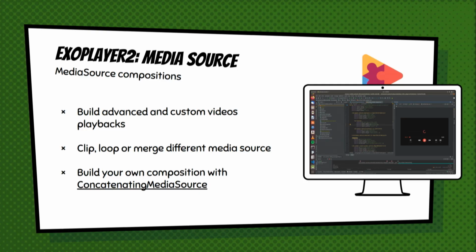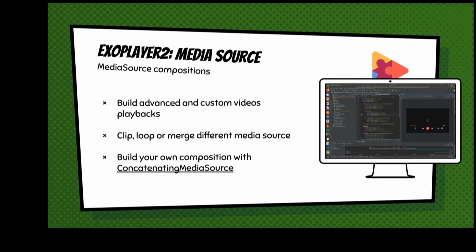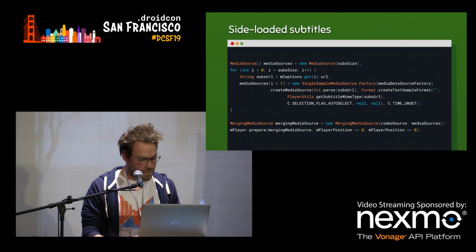You can also build some advanced and custom video playbacks. You can clip, loop, or merge different media sources. And you can build this composition of all media sources with the concatenating media source. It takes all the media sources you have created and creates one media source to be injected inside your player.